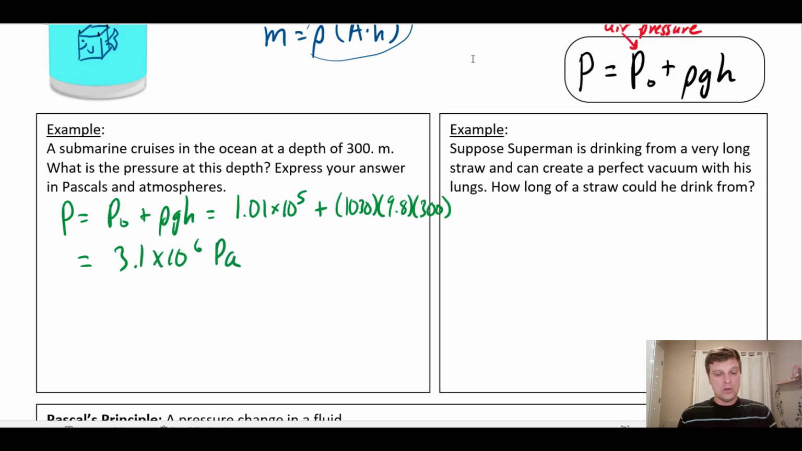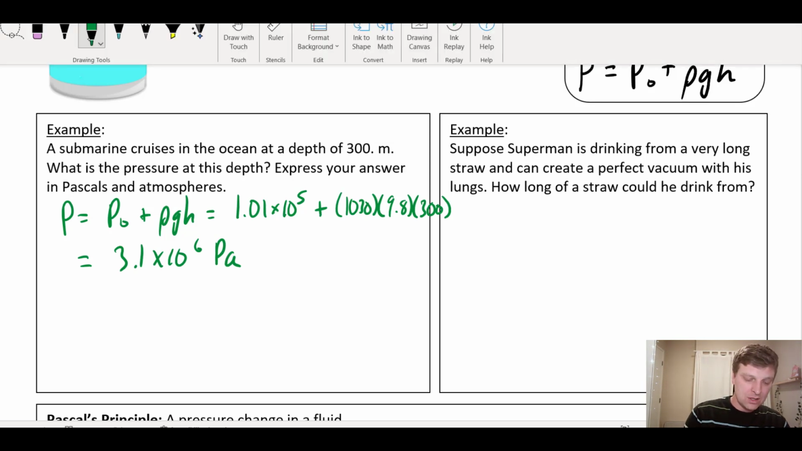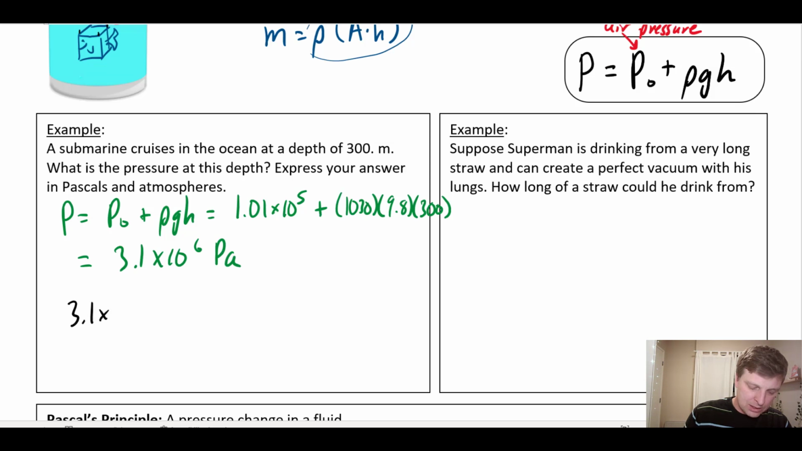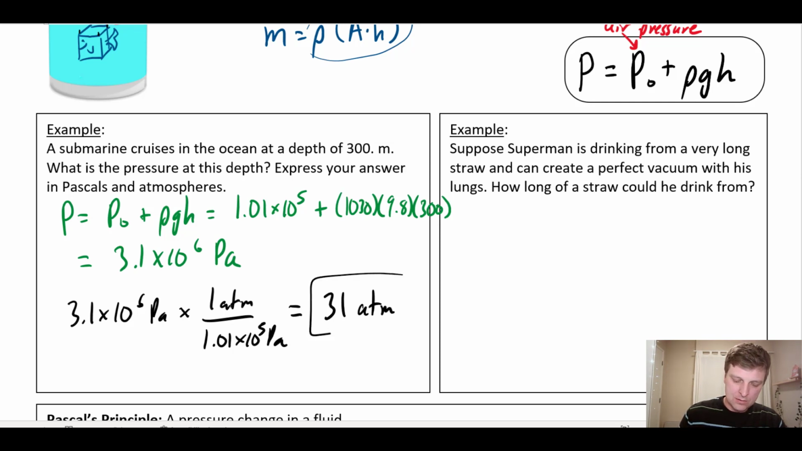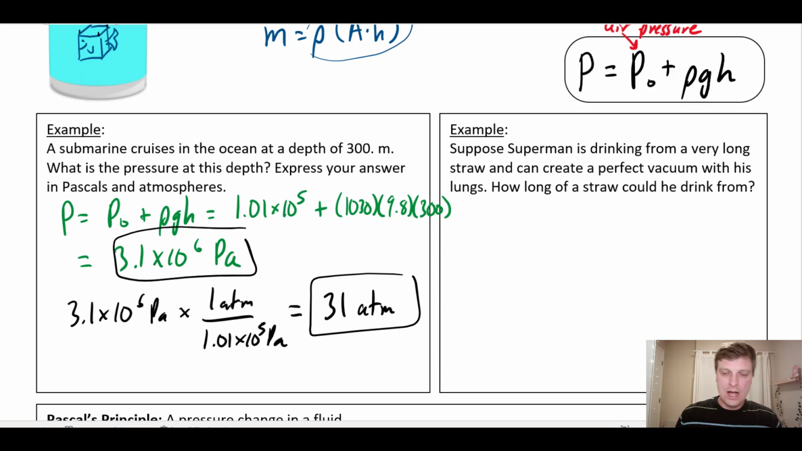Now, the question also asks for that in atmospheres, so just a reminder of our conversion factor. If I have 3.1 times 10 to the 6 pascals, there's 1 atmosphere for every 1.01 times 10 to the 5 pascals. Remember that 1 atmosphere is just the pressure at sea level, normal air pressure. So this works out to be about 31 atmospheres. Okay, and there's my 2 answers.